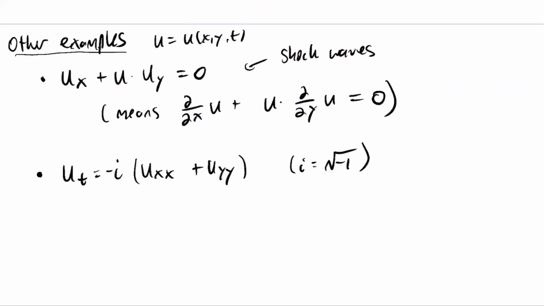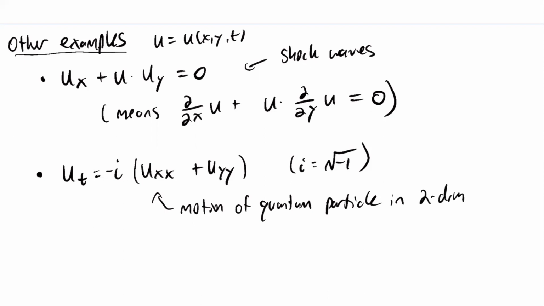which is related to the Schrodinger equation from quantum mechanics, right? And so this describes the motion of a quantum particle in 2 dimensions in a simplified context, right? So this is actually what's called the free Schrodinger equation, where there are no extra forces acting on the particle or something like this.